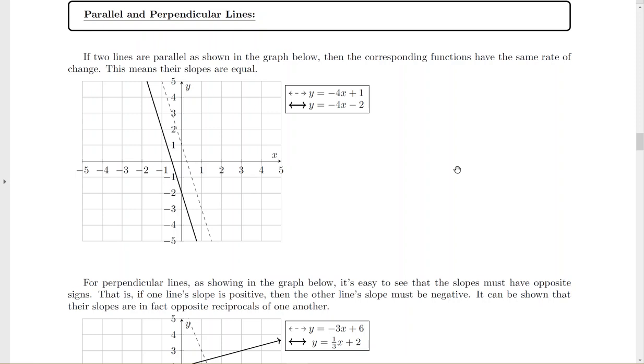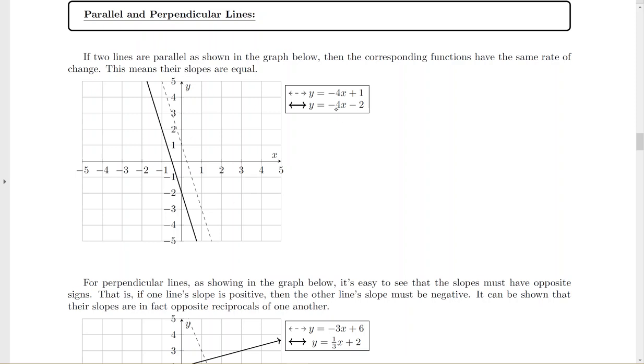Two lines are parallel if their slopes are the same. So if we take a look at these two lines, the one that's dashed is y equals negative 4x plus 1. It has a y-intercept at 1, and the slope's going downhill at a rate of negative 4 over 1. So there's our slope, there's our line, a y-intercept.